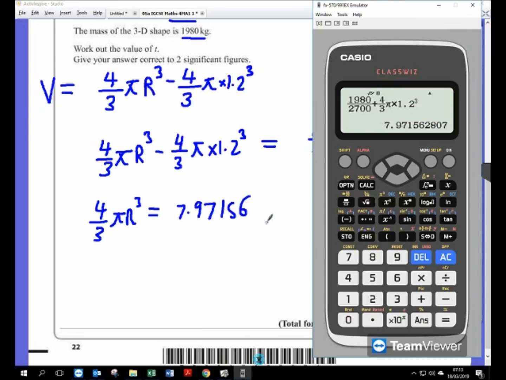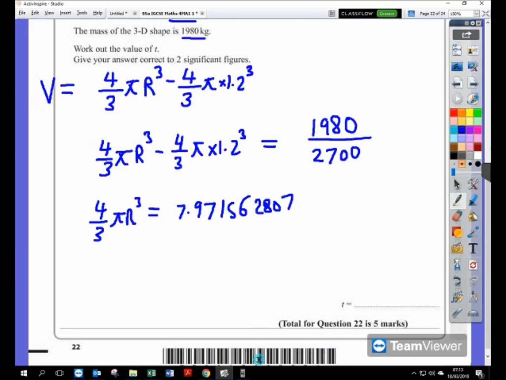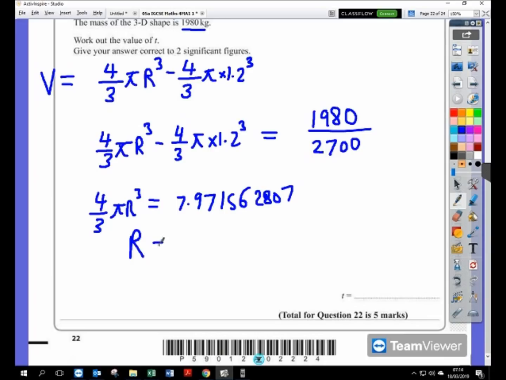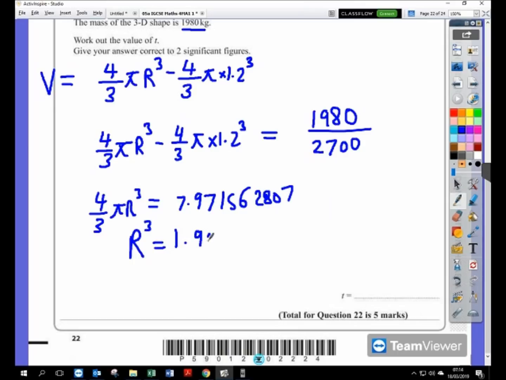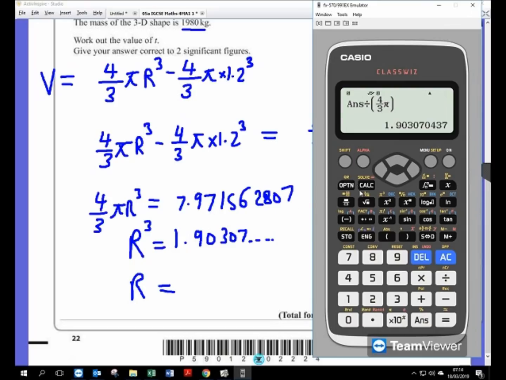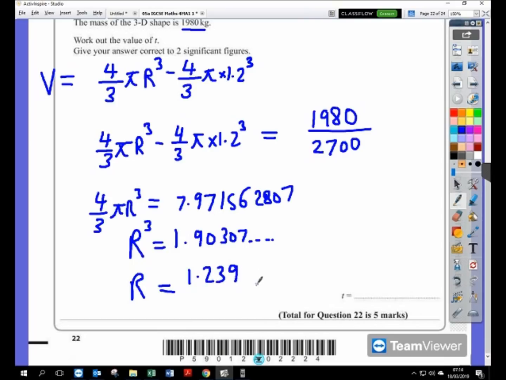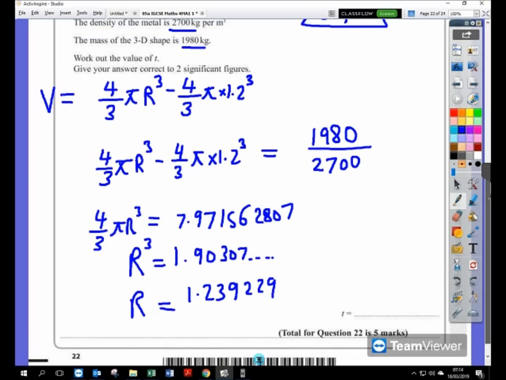Pop it down the display. Okay. Try to work out R. So if you divide 7.97 by 4/3 pi, you end up with capital R cubed equal to 1.90307, etc. So that means R is equal to the cube root of that. So shift to cube root and 1.239. Okay, so this is what capital R is equal to.